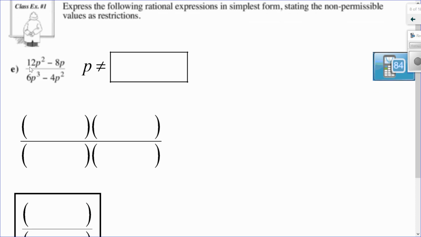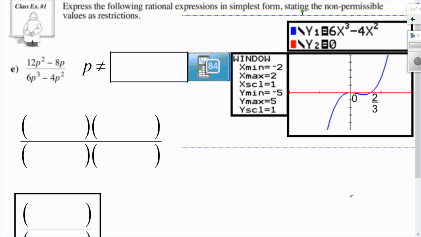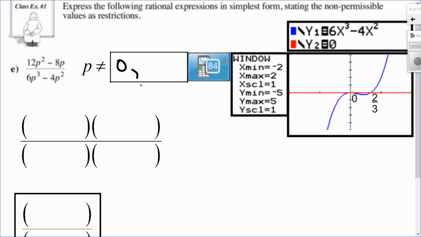So for this one here, I'm going to again do my non-permissible values, my restrictions on the calculator. So I'm going to put the entire denominator into my calculator, and I'm going to look for the x-intercepts. So x-intercepts of the denominator are the restrictions of the entire fraction. So I can see that I have restrictions of 0 and 2/3. Okay, so let's look in the numerator.